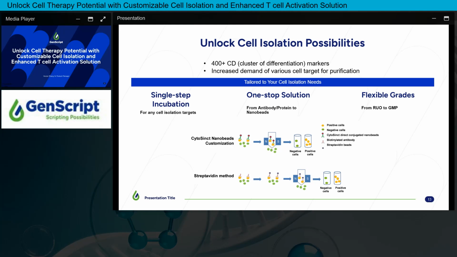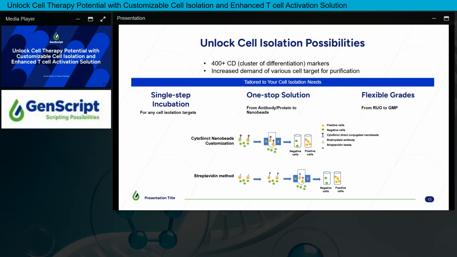However, this method needs 2 incubation steps. You first incubate the cells with the streptavidin beads and then incubate the mix with the antibodies. This 2-step incubation causes additional time and cell loss in the process. So it is definitely not ideal, especially if you deal with a rare cell population. Any loss in the cell number could impact your downstream application or your research.